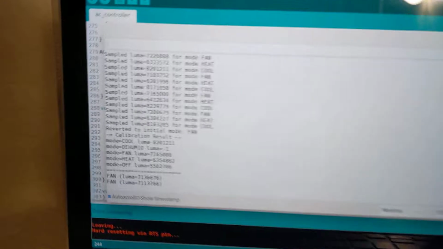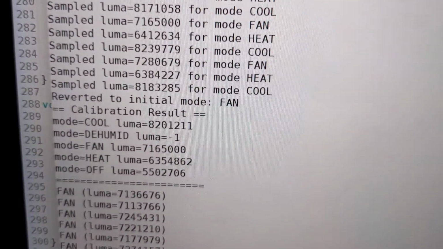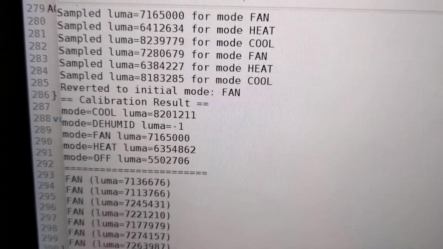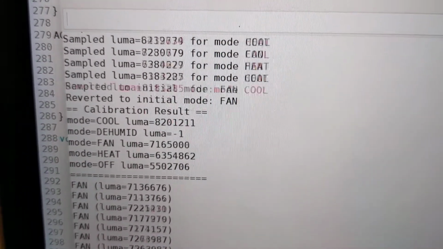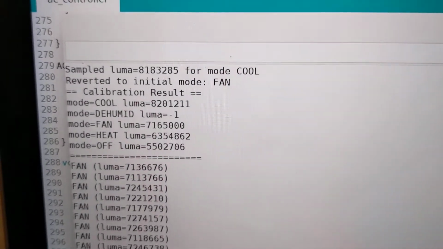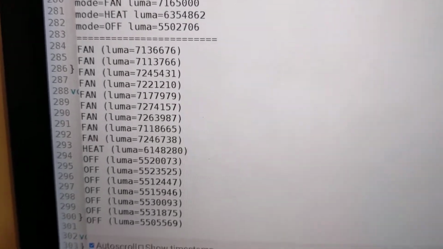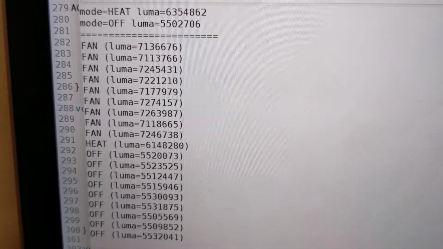Okay, so the calibration's done. It doesn't care about dehumidify, but it's printed out the brightness values for the 4 modes it cares about. That's cool, fan, heat, and off. And now it's just telling me what mode it's currently in. Like when it transitions, like that heat shouldn't be there.